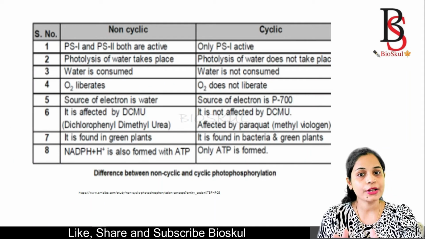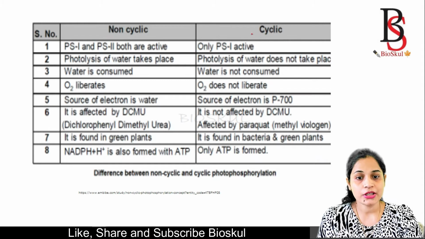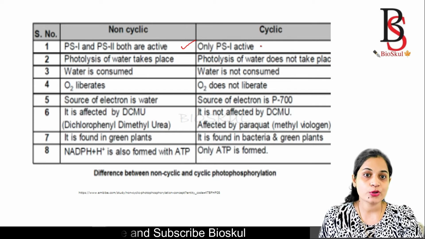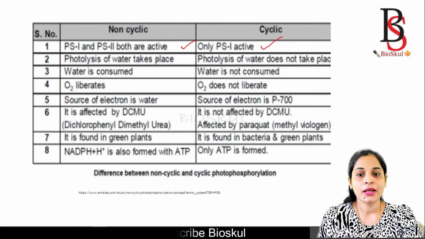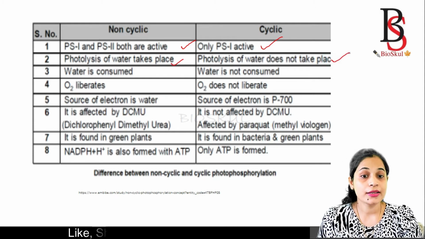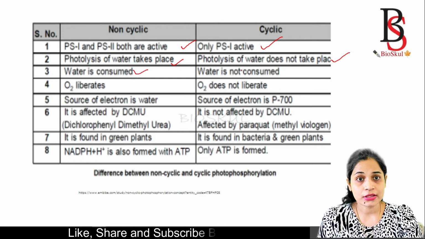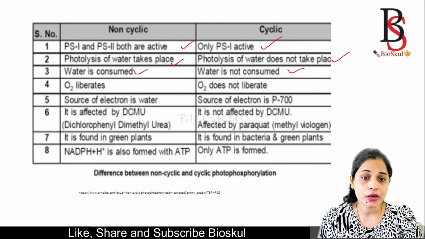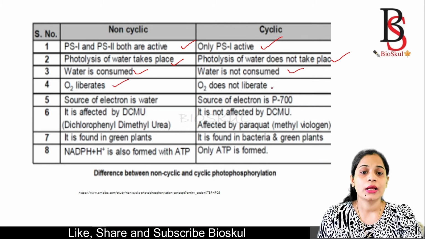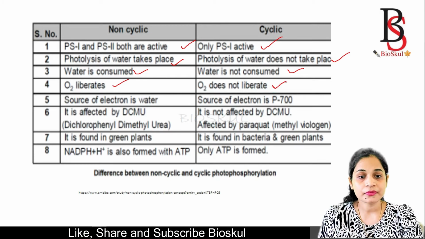So let's see what the differences are between non-cyclic and cyclic photophosphorylation. Non-cyclic photophosphorylation involves both photosystem 1 as well as photosystem 2, but cyclic photophosphorylation has only photosystem 1. In non-cyclic photophosphorylation, the photolysis of water takes place, but there is no photolysis of water in cyclic photophosphorylation. Okay, so water is consumed in the non-cyclic pathway, there is no water consumed in the cyclic. After the photolysis of water, oxygen is liberated in non-cyclic photophosphorylation, but in cyclic photophosphorylation, as there is no photolysis of water, there is no oxygen liberation.